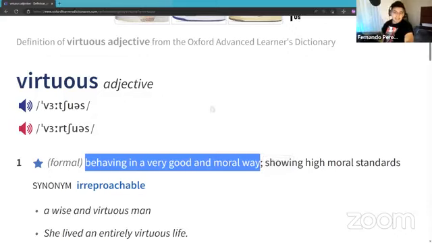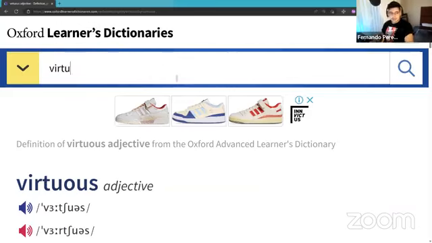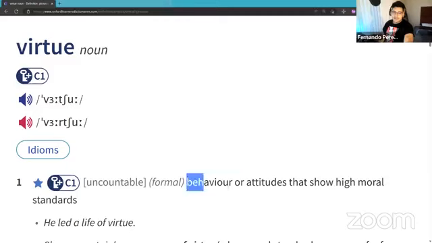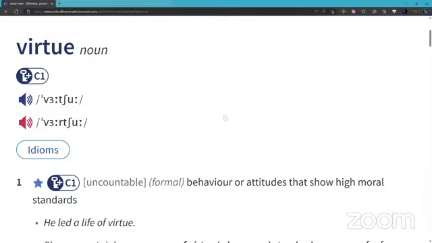But that doesn't stop us from thinking that the word virtue exists. A virtue is behavior or attitudes that show high moral standards. So there is a connection here. Yes.